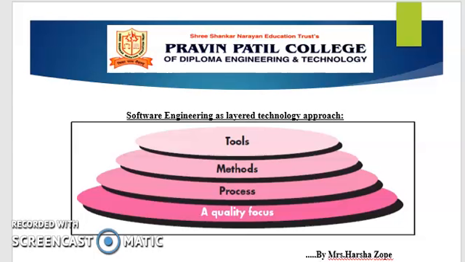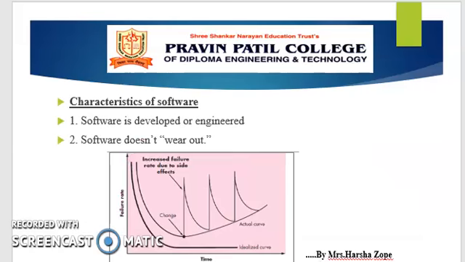And the last layer is tools. Software engineering tools provide automated or semi-automated support for the process and the methods. When tools are integrated so that information created by one tool can be used by another. That's all about software engineering as a layered technology, layered approach.